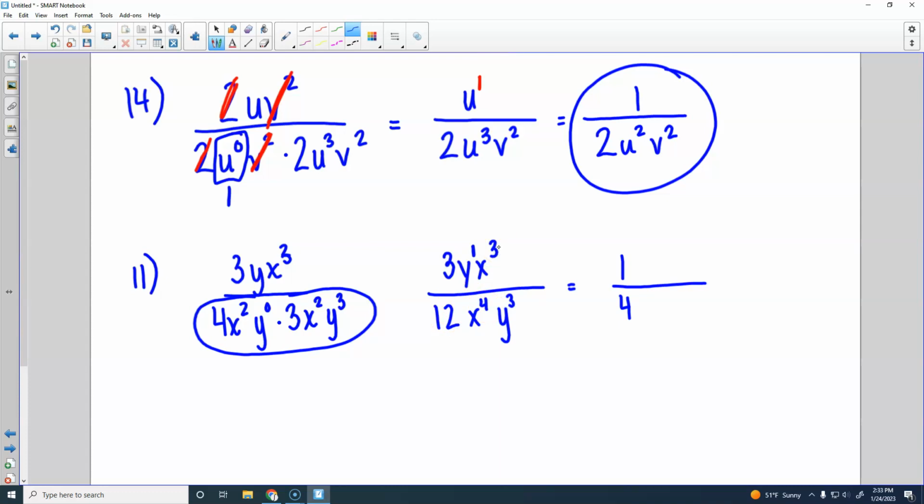Where should I put that x? In the top or the bottom? Bottom, because there's more x's in the bottom. There's 4 x's in the bottom, only 3 in the top. So the leftovers will end up in the bottom. And then for my y's, I've got 1 and 3. So if 3 minus 1 is 2, where do those go? Top or bottom?